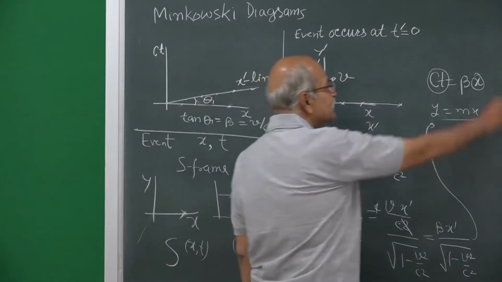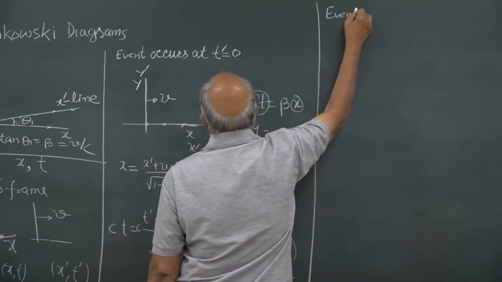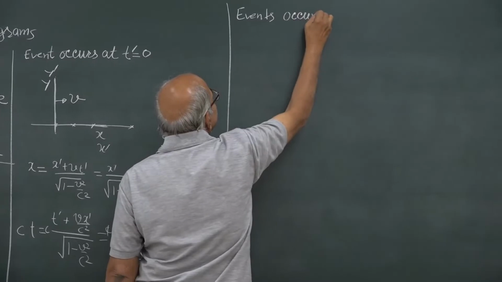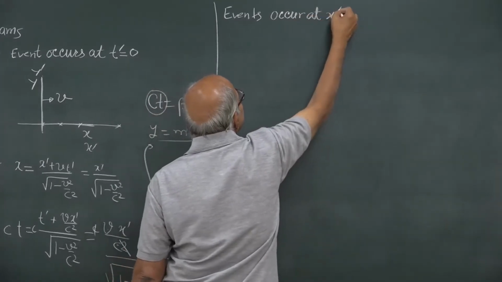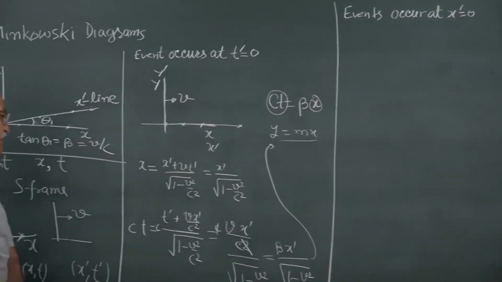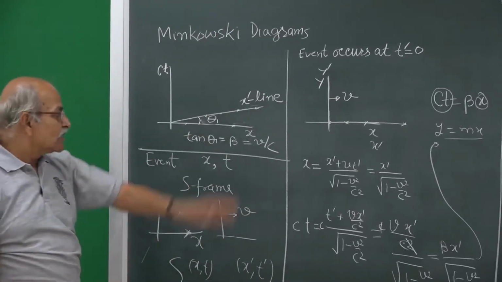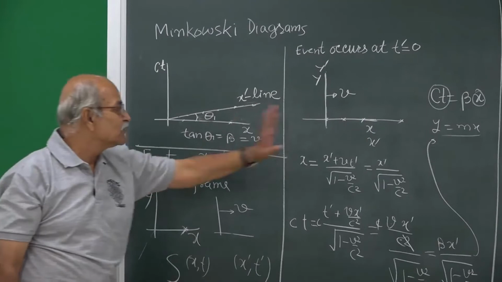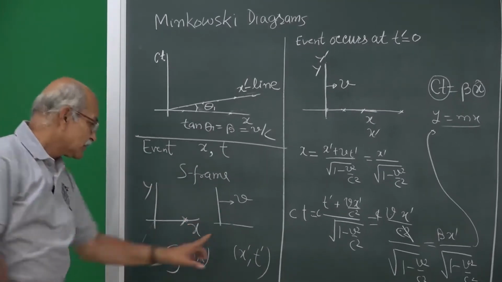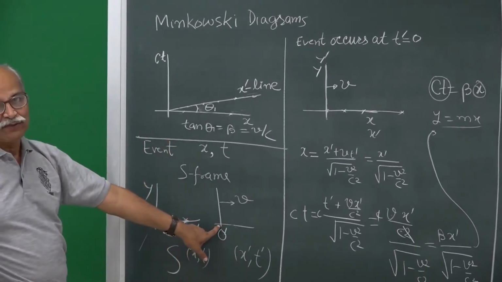Now, consider events for which x prime is equal to 0. I am talking of events where x prime is 0, and t prime may be anything. That means it is not at the time of origin crossing. Now, t can be anything. So, this frame may be here, but this is our O prime, an event is occurring here. So, x prime is 0.